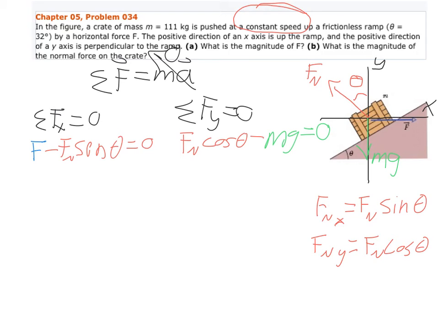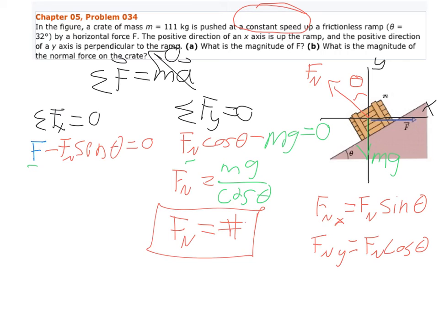We're asked to find F and the normal force. Straight away it's pretty easy to find the normal force, because if we solve our sum of the forces in the y direction equation, the normal force is equal to mg divided by the cosine of theta. Plug and chug, you get the normal force, boom. We'll even write out normal force equals some number. Boom, box worthy. Yes, feels good.